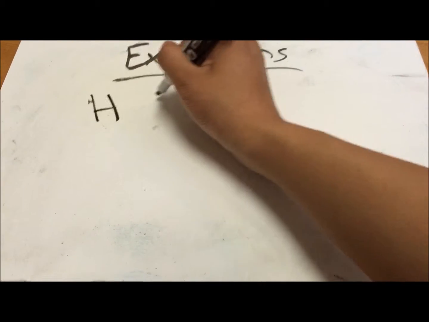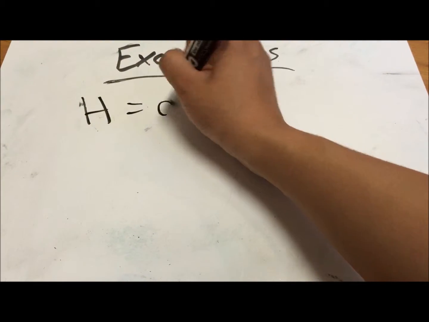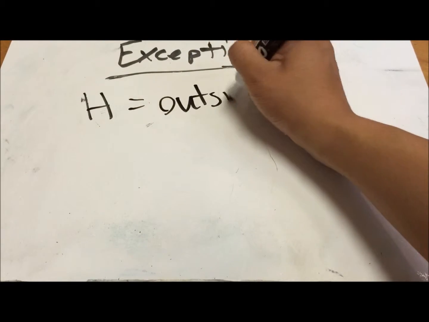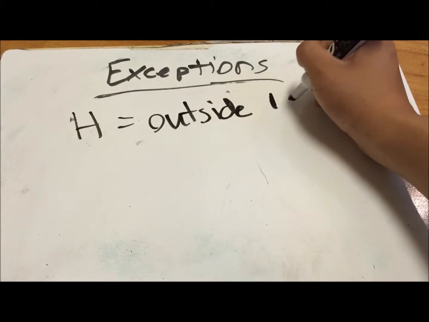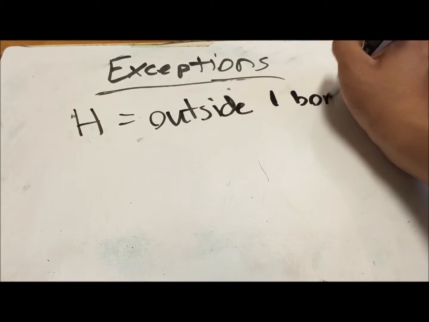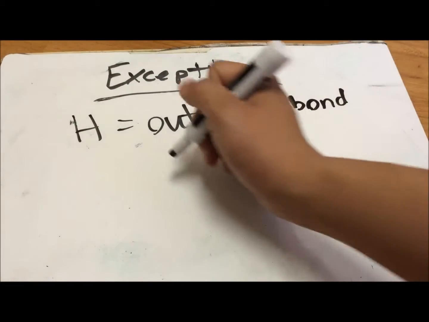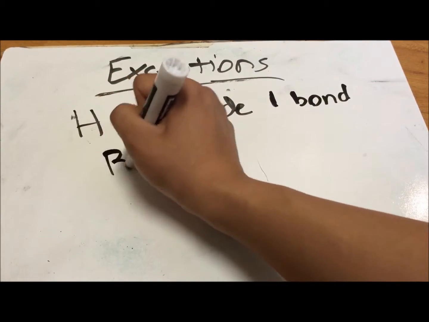So, the reason is this. Hydrogen is one of the exceptions. It is special. It only has one bond, and it's always on the outside of the central atom. So this means it is a terminal atom.